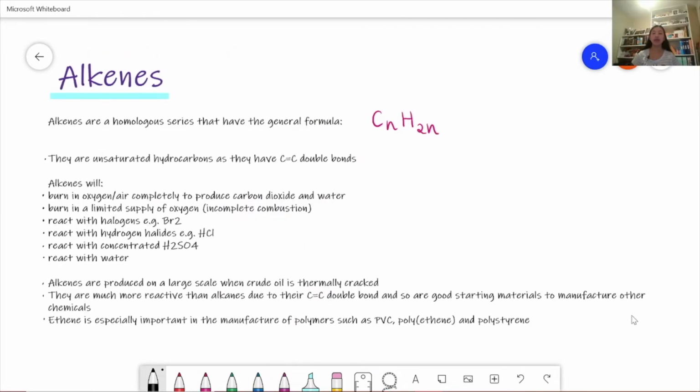So now we're going to talk about alkenes. Alkenes are a homologous series that have the general formula CnH2n. But one really important thing to note is that alkenes have this carbon-carbon double bond. And in order to have a carbon-carbon double bond, we need at least two carbons. And that means that in this general formula, n has to be bigger than or equal to 2. So our first alkene will be ethene, and ethene's formula would be C2H4.